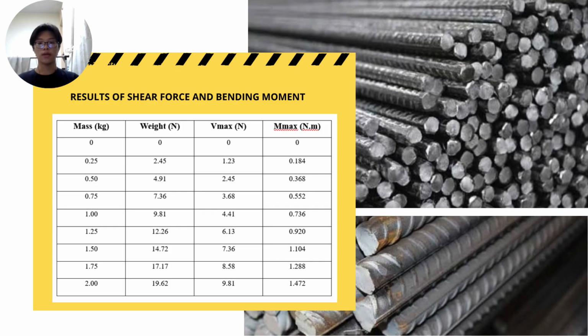Okay, so now we can look at the table for shearing force and bending moment. As you can see, we have cataloged the mass, the weight, the shearing force, and the maximum moment. As you can see from the table, the maximum mass is 2 kilograms, which is 19.62 newtons, which results in a shearing force of 9.81 newtons and a maximum moment of 1.472 newton meter.